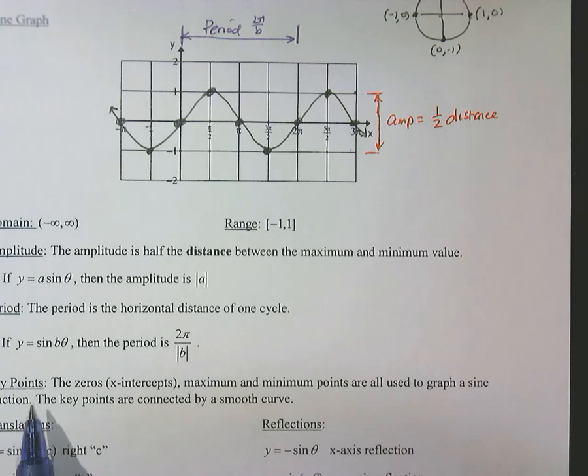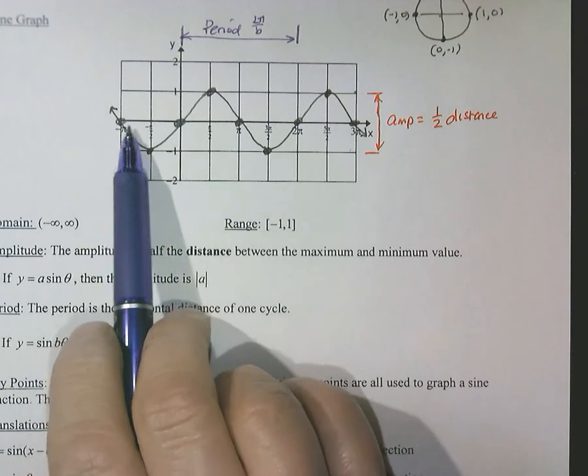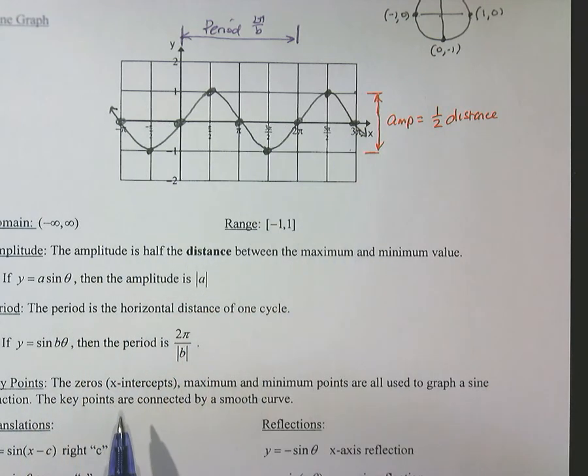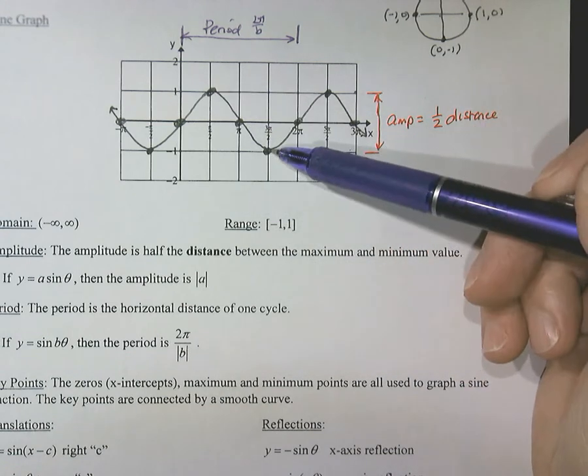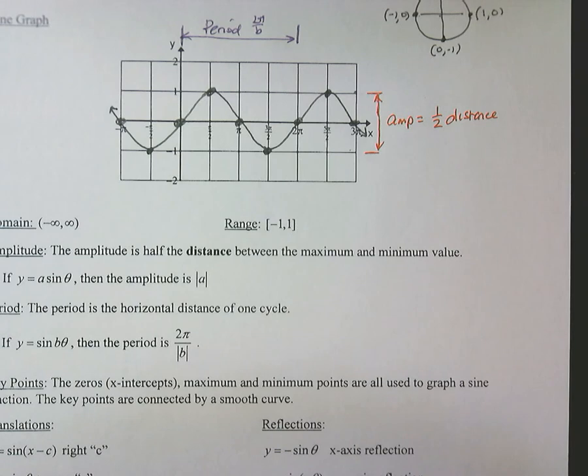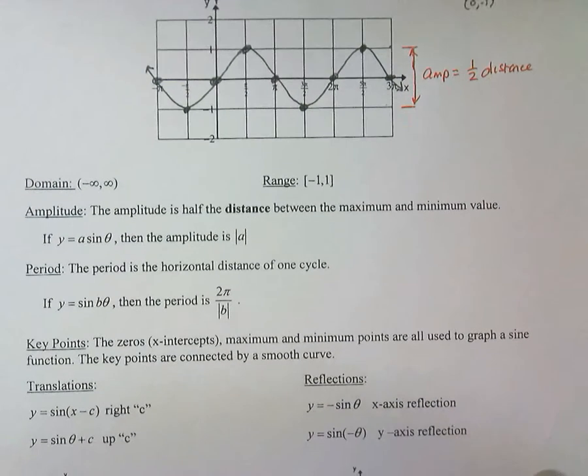And then the key points, like I said, are the x-intercepts. So all these values right here. My maximum and minimum points. Here's a maximum, here's a min, max. And then we do translations. And once again, students tend to be really strong in this aspect of it.